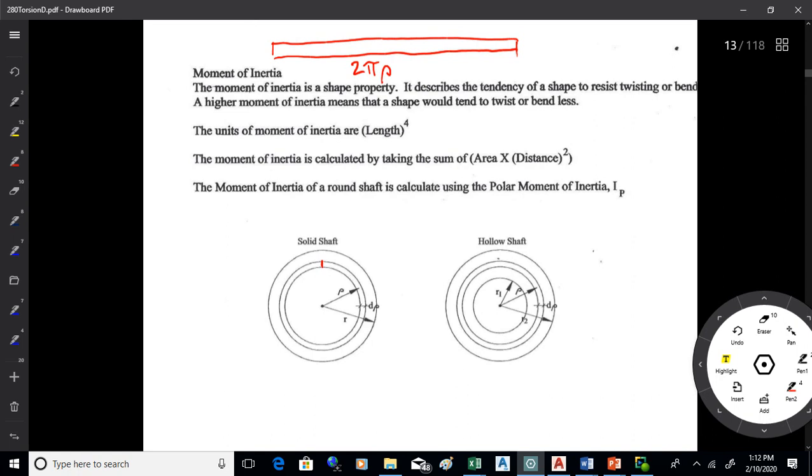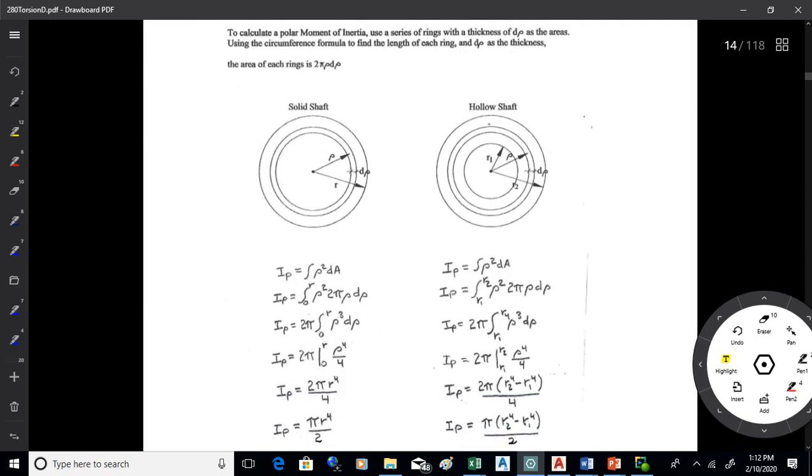And then you would multiply that by the thickness, and that would be d rho. Okay, like so. So what we have there is the area, the circumference, 2 pi r, or rho. Rho is a more general term for measuring out from the center of the shaft to a location you want to measure to, anywhere in the shaft. But then the thickness will be d rho, kind of working your way out. All right. So that's the area.